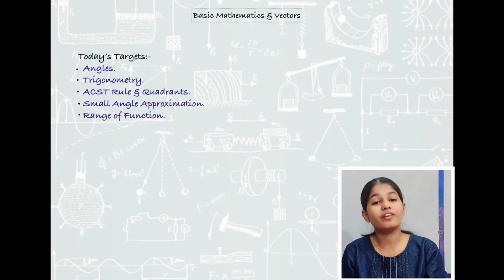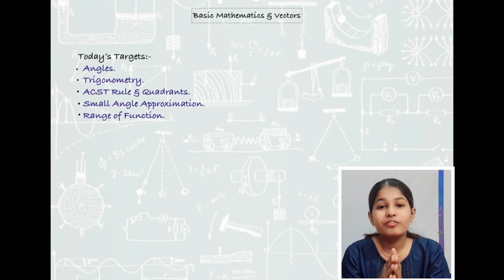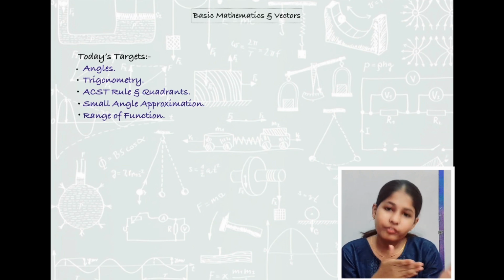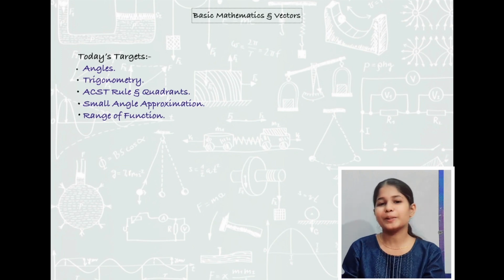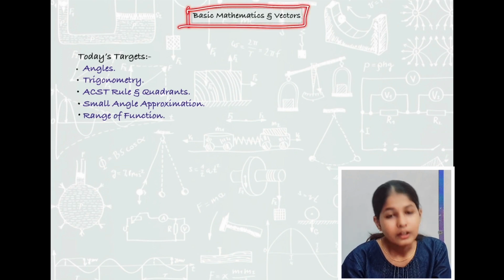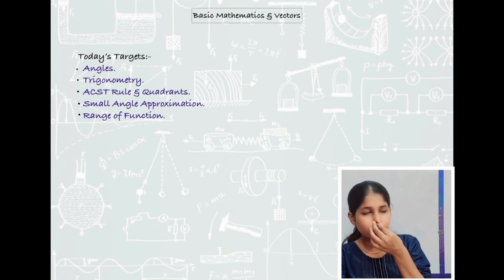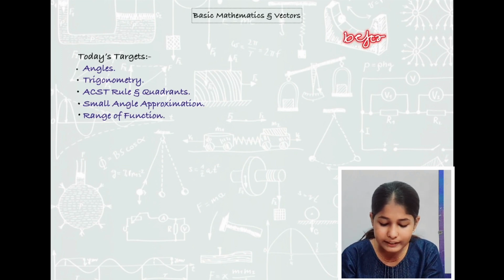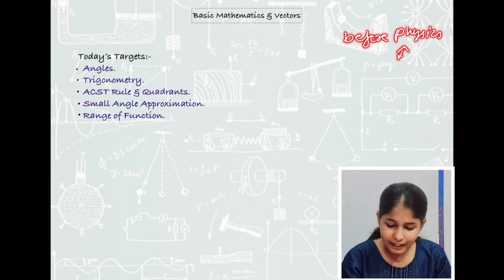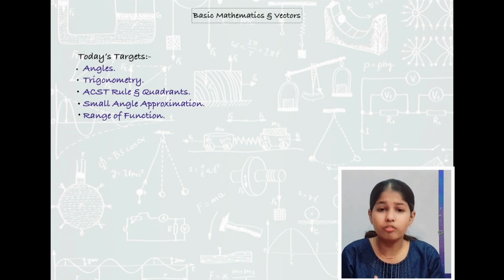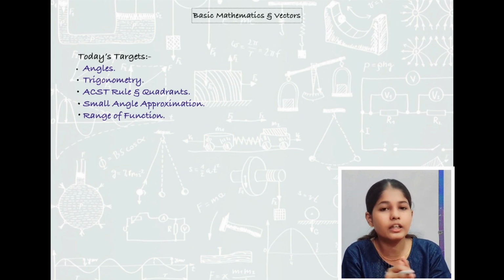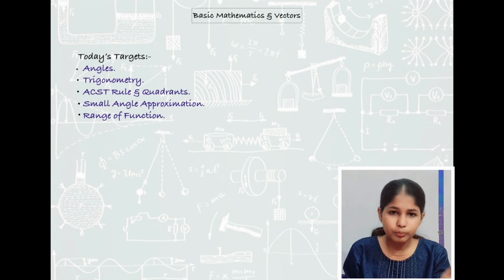I hope you all are fine, and today I am here with a very unique and important topic for physics and chemistry, that is basic mathematics and vectors. Today we are not going to start any chapter, and it is recommended that if you are starting your class 11th physics or chemistry, you should start with this, because it consists of basic concepts which you have already studied in your class 6, 7 or smaller classes.